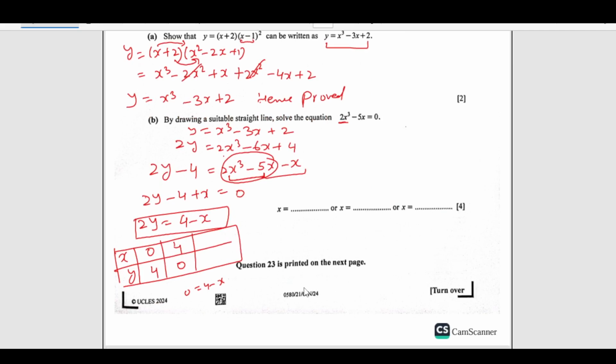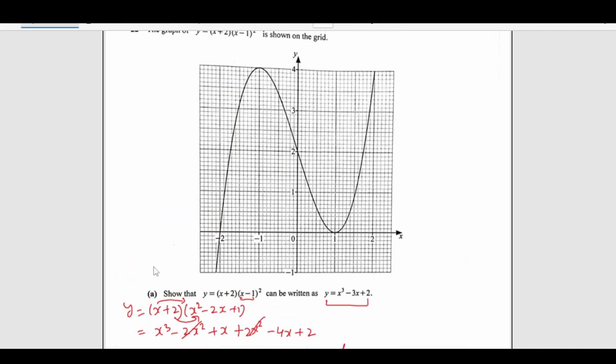Wait, when x is 0, y is not 4. Here x is 0, so 2y will be 4 minus 0, and y will be 2, sorry. So y is going to be 2 here. This is not 4, this is going to be 2. When x is 0, y is 2, we have this point here.